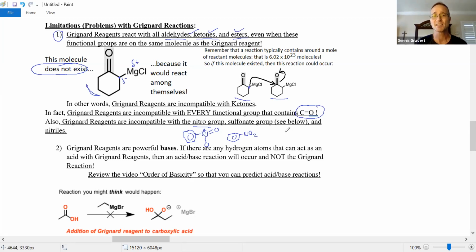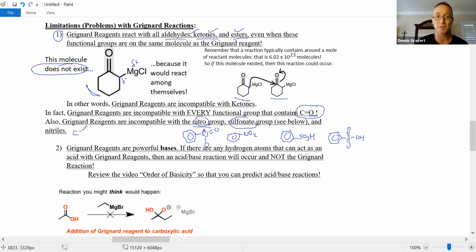The sulfonic acid group, right? The SO3H group has a sulfur oxygen bond in it, double bond in it. Two of them, in fact. So these pi bonds can also react. So you can't have a sulfonate group or a nitro group.